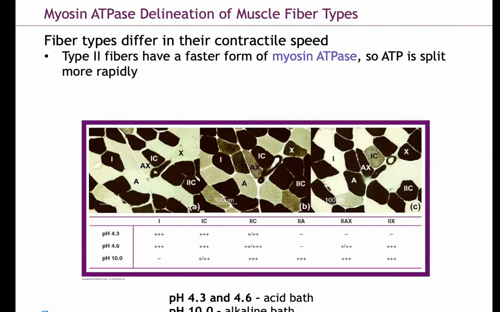So let me just start talking about this, but where to start? Type 2 fibers have a faster form of myosin ATPase, so ATP is split more rapidly.